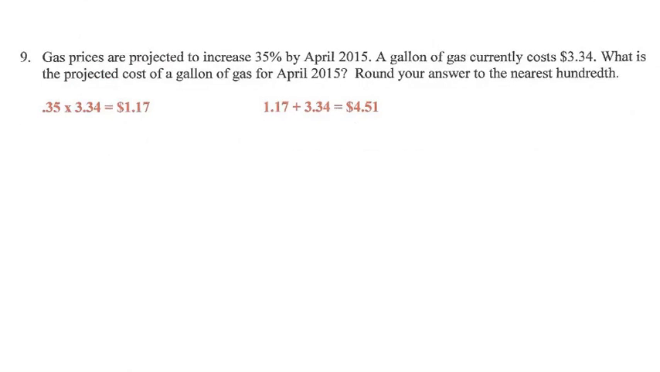Problem number 9. Gas prices are projected to increase 35% by April 2015. A gallon of gas currently costs $3.34. What is the projected cost of a gallon of gas for April 2015? Round your answer to the nearest hundred. So we have to find 35% of $3.34, which is $1.17. Now that's how much the gas is going to increase, so you have to take this amount and add it to the cost of the gas currently. So the projected cost for April 2015 is $4.51.